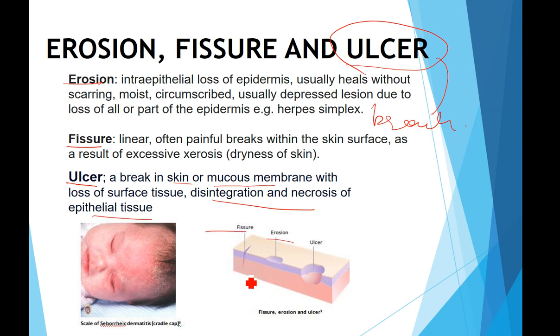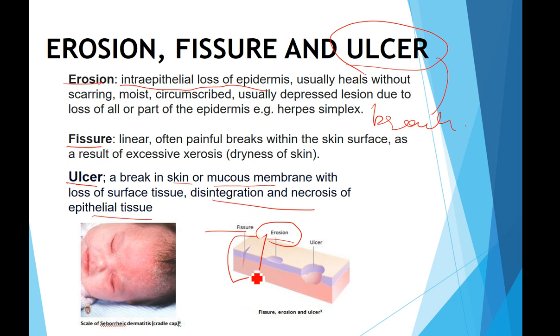In this diagram, you can see erosion and fissure are totally different. Fissure is a linear break or linear cut to the different layers of the skin, whereas erosion is superficial and specifically restricted to the epidermis. And here you can see it's an intraepithelial loss of the epidermis, right?